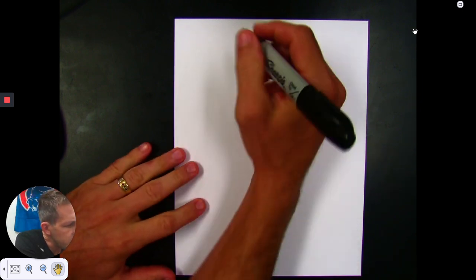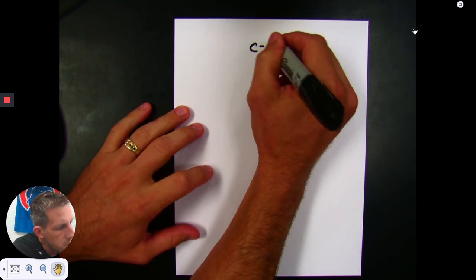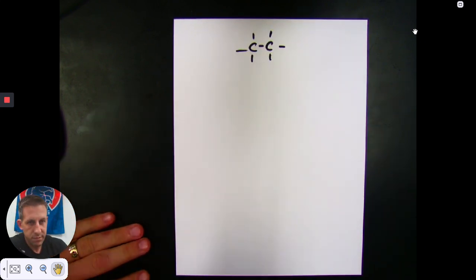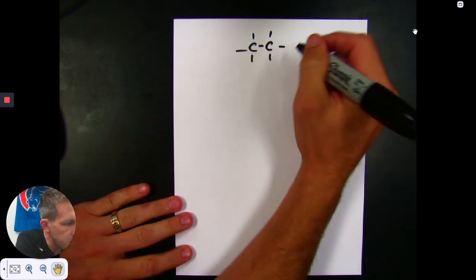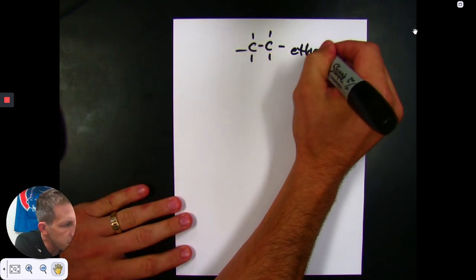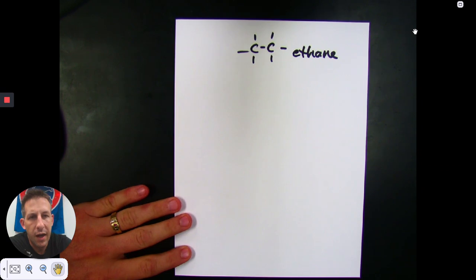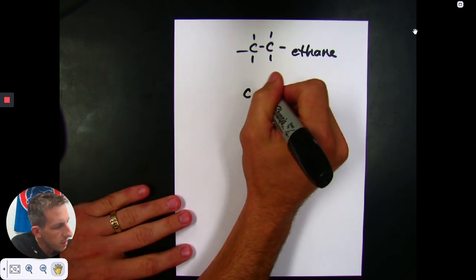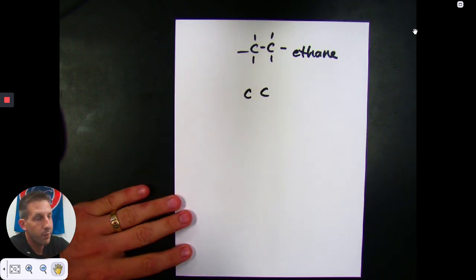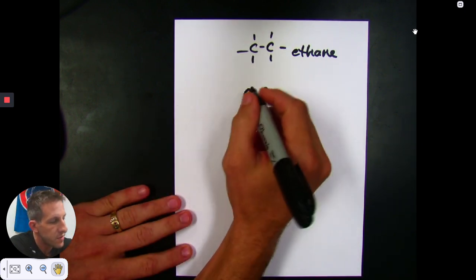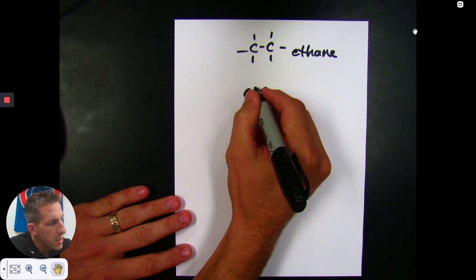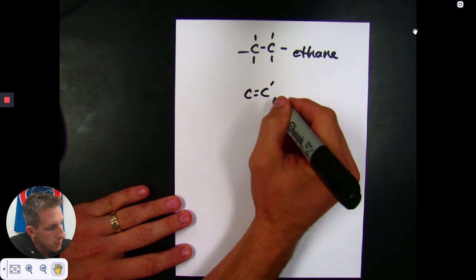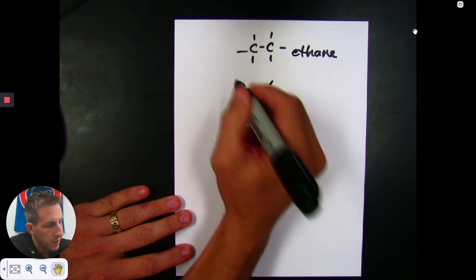So let's take this one up here. You guys should remember what that is. Take a guess. I'm going to write it down. It is ethane. Now let's say I keep the number of carbons the same. I'm not adding any carbons. I'm not altering the length of the carbon chain. But instead of one bond between the carbons, now I'm going to put 2. So there's a double bond here between the carbons.